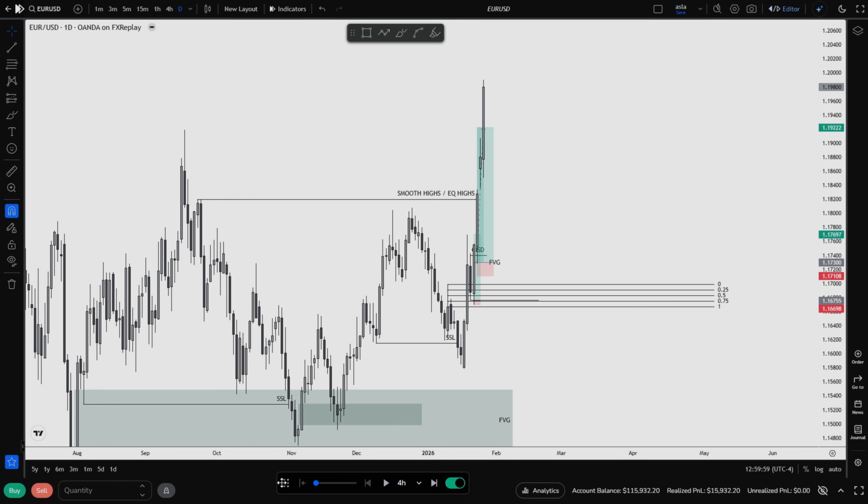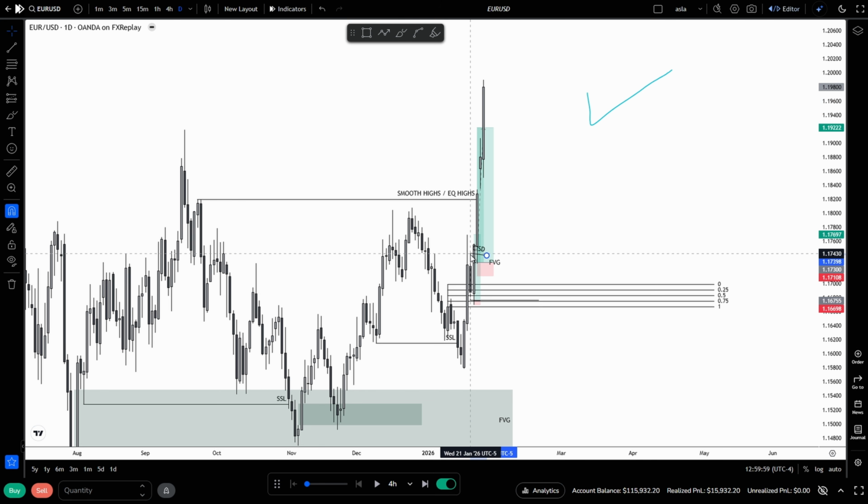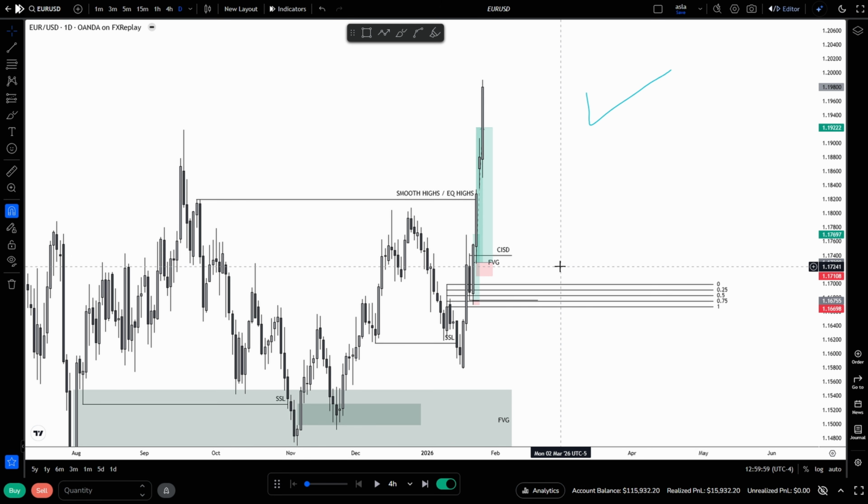And this perfectly demonstrates how the matrix PD array helps us refine our entries. You can see how precise the entries become when we combine the matrix quadrants, premium and discount analysis, and fair value gaps. It actually makes trading much simpler. All we really need to do is identify the premium and discount areas of the wick, align it with our bias, and then look at how price behaves within the quadrants of the matrix. Once you understand that process, you will start seeing how clean and precise these entries can become.